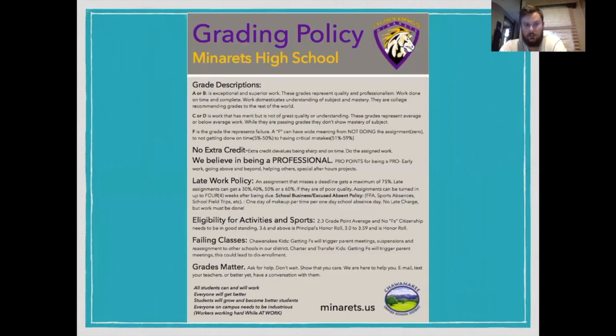I use a traditional grading policy, Minarets High School grading policy. The only difference here is the grade bump. So a B once again counts as 4 points and an A counts as 5.